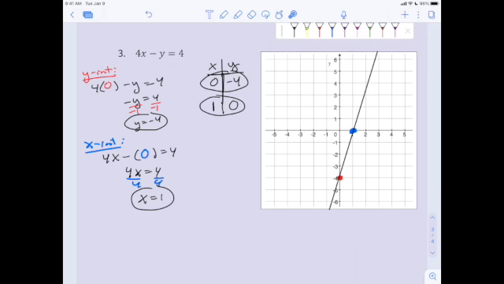But definitely don't just connect the two and leave a little segment there in the middle. It's a line. It does go on forever in both directions. Some people feel you should put arrows on the ends to show that it goes on. That's really not necessary in my book, but that's fine. And one more problem here.